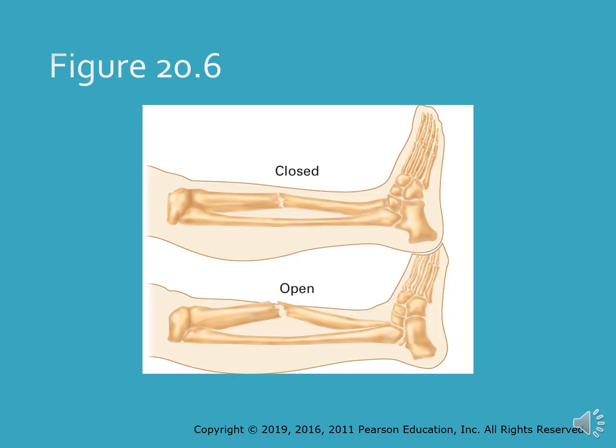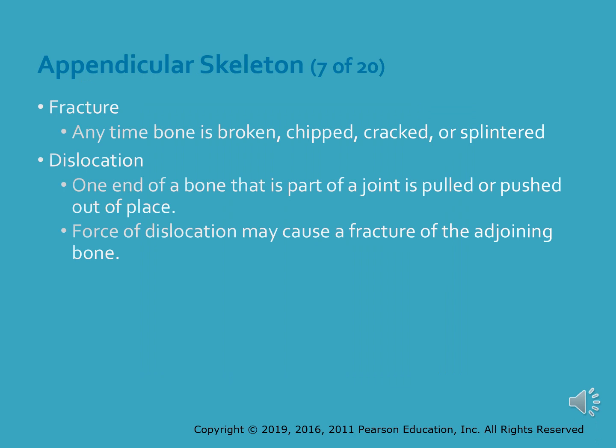Here's examples of a closed and open fracture of the lower leg. So as you can see with that open fracture, it came through the skin. So a fracture is any time a bone is broken, chipped, cracked, or splintered, and a dislocation is where one end of the bone that is part of a joint is pulled or pushed out of place. The force of the dislocation may cause a fracture of the adjoining bone.